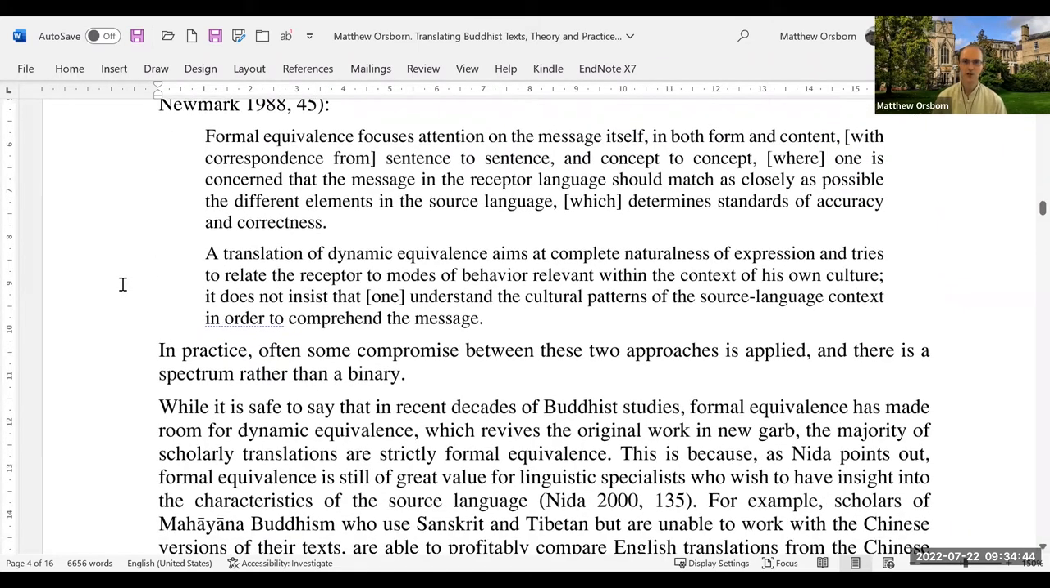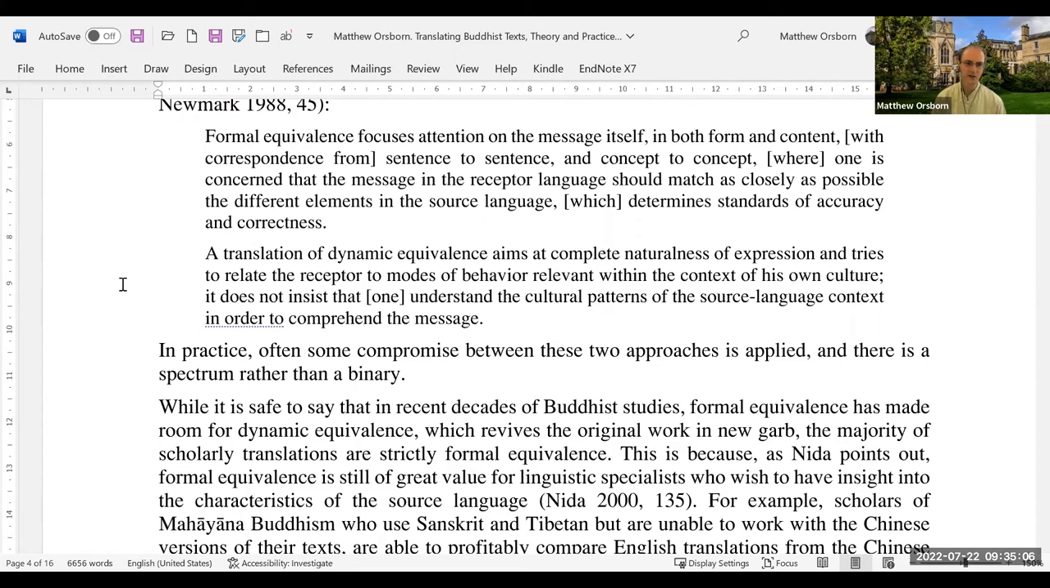Formal equivalence focuses attention on the message itself in both form and content, with correspondence from sentence to sentence and concept to concept, where one is concerned that the message in the receptor or target language should match as closely as possible the different elements in the source language. And this is what determines standards of accuracy and correctness.